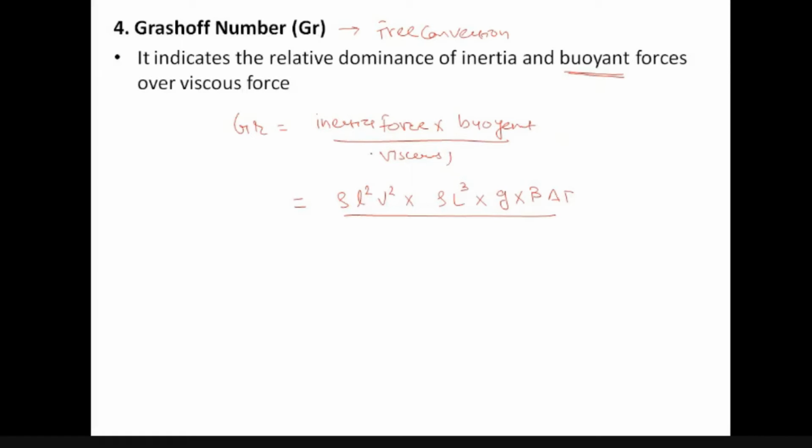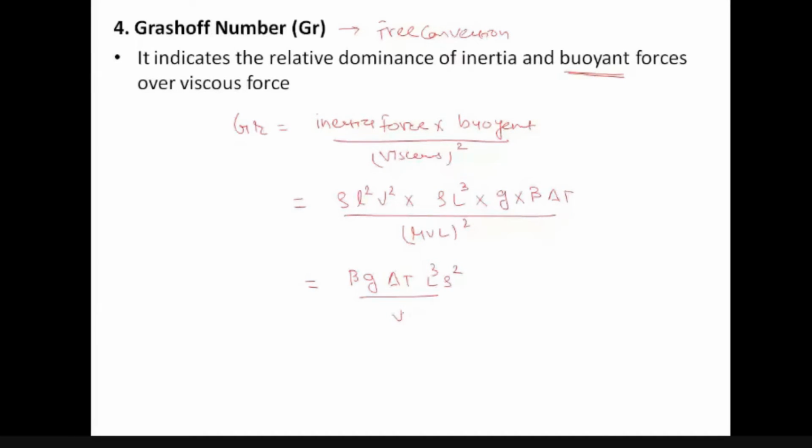Here it is viscous to the power 2. So it is mu V into L, sorry, it is mu V into L whole to the power 2. And by simplification, what do we get? We get beta g delta T L to the power 3 rho to the power 2 divided by V to the power 2.